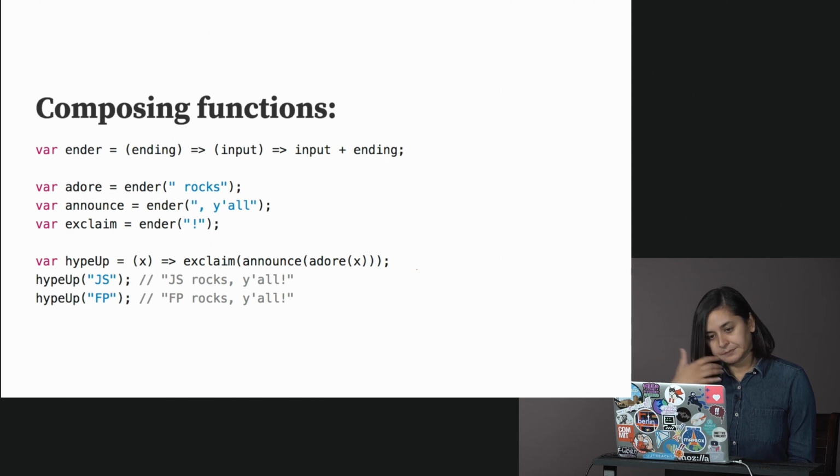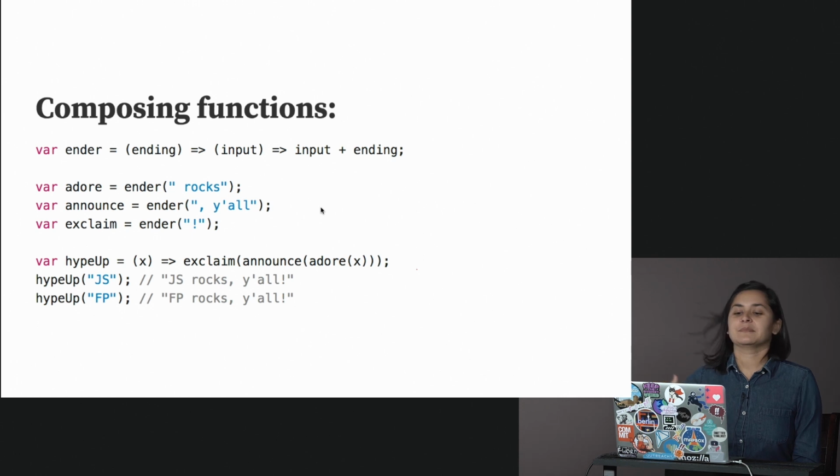So for example, I have a little ender function here, which is similar to the curried function we saw before, where it takes in a single argument, returns another function that takes in a single argument, and then smushes their values together. So I can make an ender function that I'll call adore, which is going to say that something rocks. And then I might make an announce function that's going to say that something, y'all, like, hey, y'all. And then I might make an exclaim function, which is going to end things with an exclamation point so that I'm really excited about it.